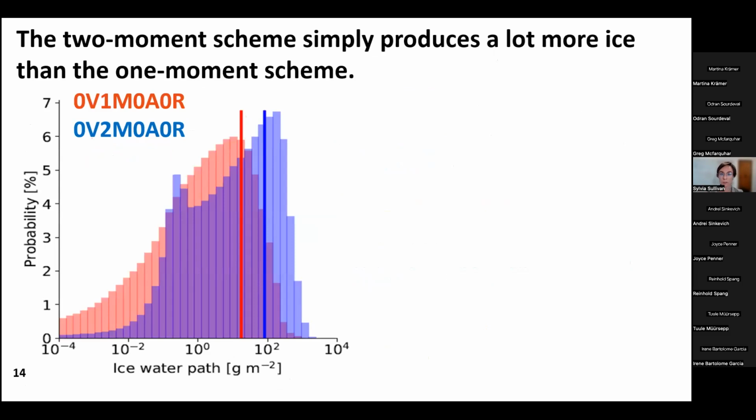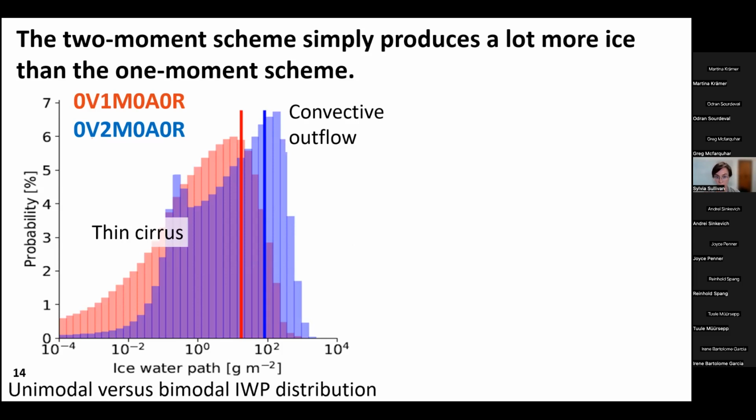So to first order, the reason that we stretch that heating cooling dipole in the 2 moment scheme relative to the 1 moment is simply because the 2 moment scheme produces a lot more ice. And you can see that in the vertically integrated sense here, where we're looking at probability distributions of ice water path. So ice water path is just the integrated amount of ice that I have in the cloud. And so in a mean sense, the mean integrated amount of ice is larger in the 2 moment scheme. And we also see this qualitative difference where we get a bimodal distribution in the 2 moment scheme.